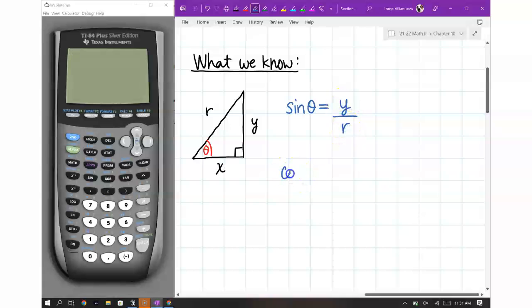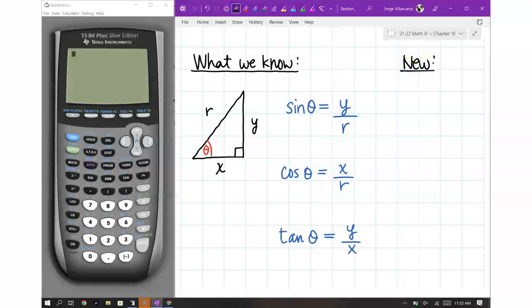We also know that cosine of theta would be adjacent over hypotenuse. That would be X over R. And tangent of theta would be opposite over adjacent, which would be Y over X. So this is what we know right now. Okay? Now, let me put a little thing right here. Here's what's new. Okay? So here's the new thing that we're going to learn.